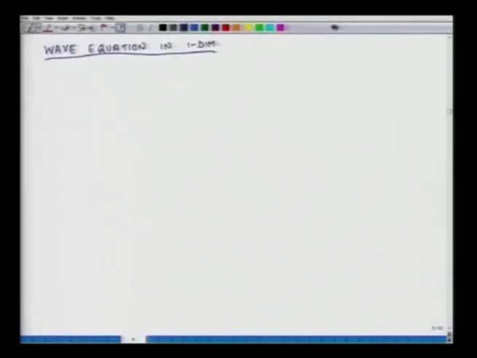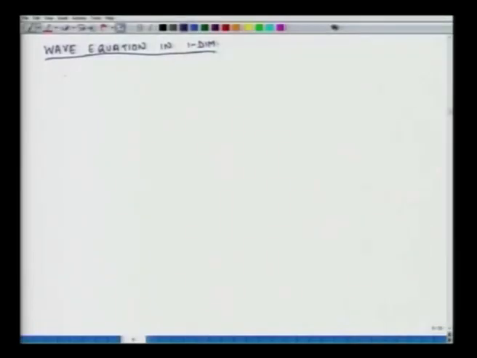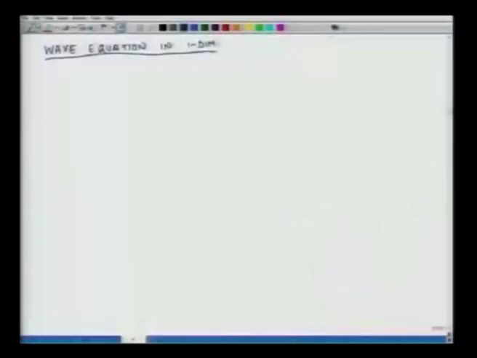So, let us consider a 1D piece of air, one dimensional piece of air, where sound is getting propagated, and let us say the initial pressure, initial density, initial volume and initial velocity of this air are P naught, rho naught, V naught and U naught.